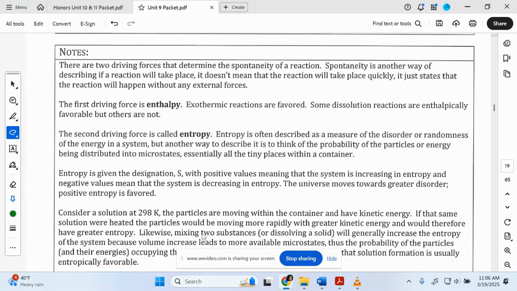All right. There are two driving forces that determine the spontaneity, or whether a reaction is thermodynamically favorable, because we don't like the word spontaneous. Spontaneous is saying if a reaction will happen, not how long it takes. That's why they like you to use thermodynamically favorable. The first driving force is enthalpy. What we know about that is that exothermic reactions are favored.